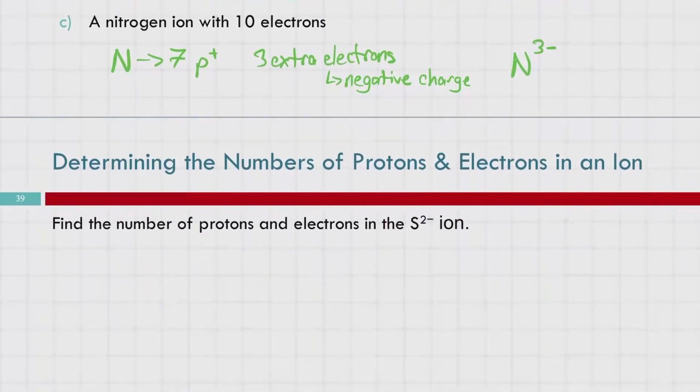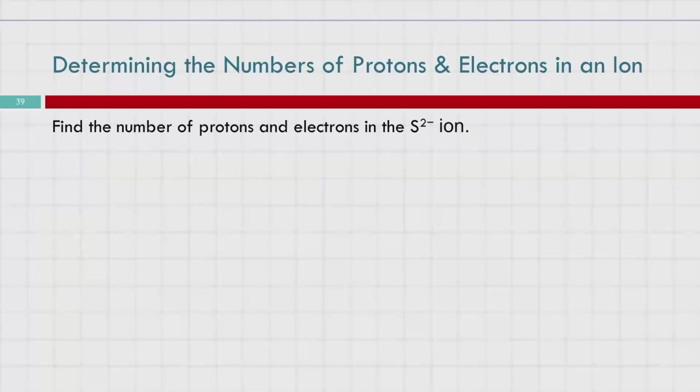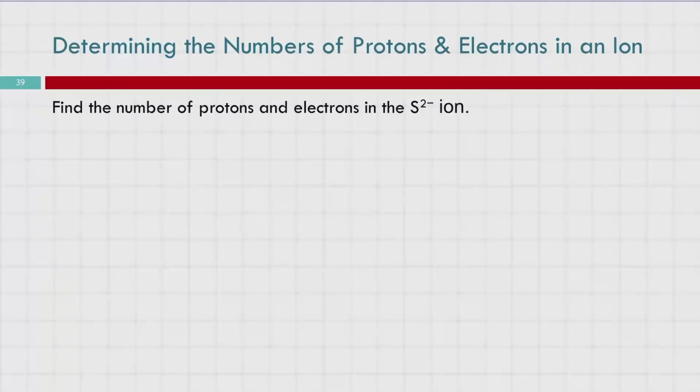All right, last one. Let's find the number of protons and electrons in the S2 minus ion. So working the other direction, starting with the symbol, going back to numbers. So we're going to have to find S on a periodic table. S is in the top right section. It's also a nonmetal, sulfur. It's got the number 16. What does the 16 mean? So it has 16 protons.